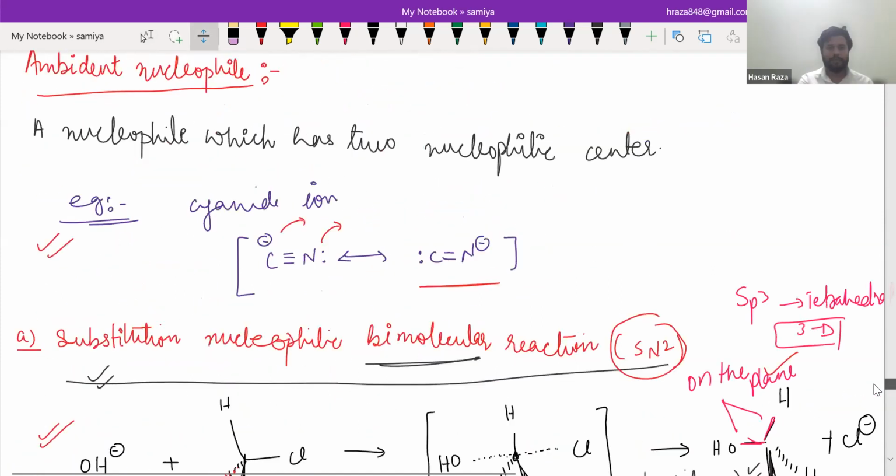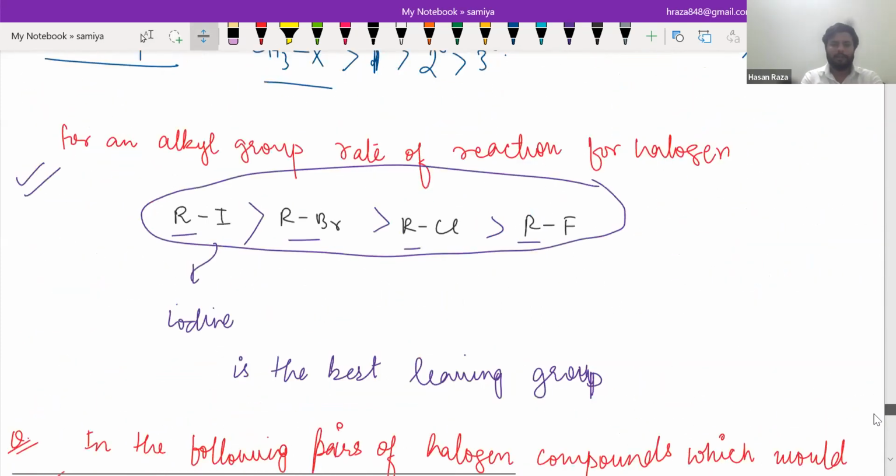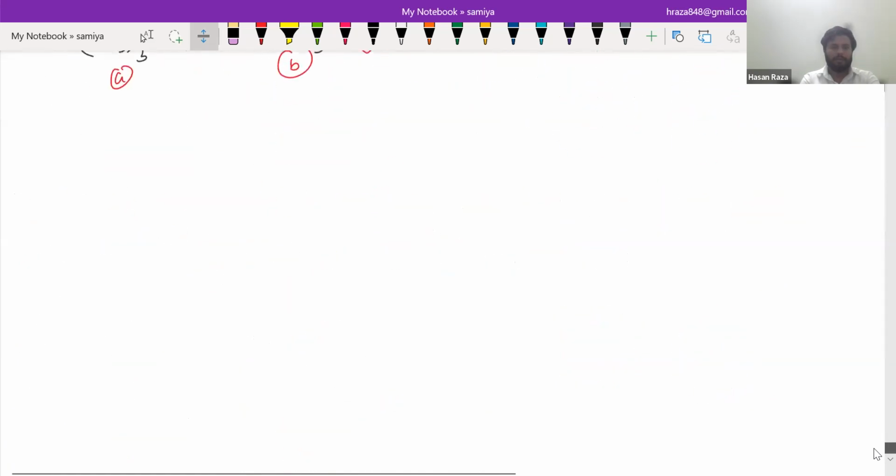Nucleophilic substitution reaction. Only SN2 I had completed. So today I'm going to start the second part of nucleophilic substitution reaction, that is known as SN1.